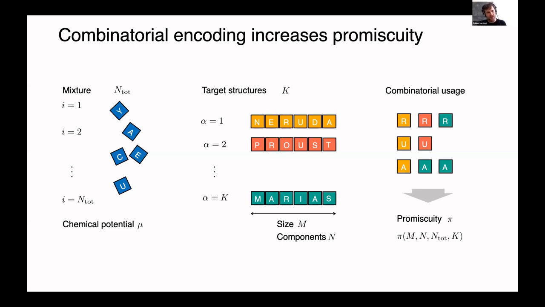And the question that we want to ask is, how can we encode targets in the mixture so that they're retrieved, assembled very fast?